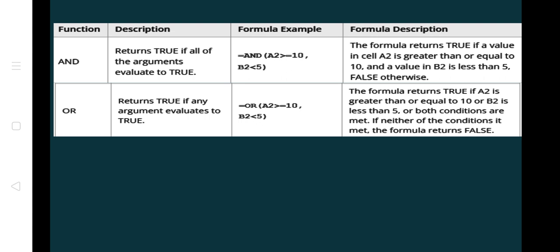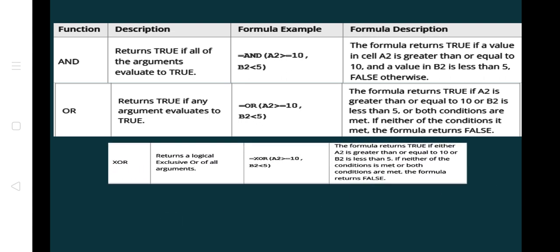Next we use the function called OR. The OR function gives true if either of the values is true. For example, equal to OR of A2 greater than or equal to 10 comma B2 less than 5, meaning either A2 is greater than or equal to 10 or B2 is less than 5. If any of the conditions is true, the answer will be true. That is the OR function.